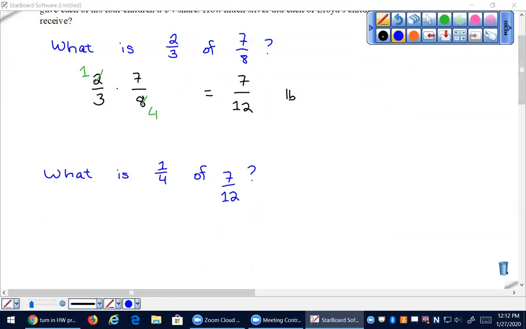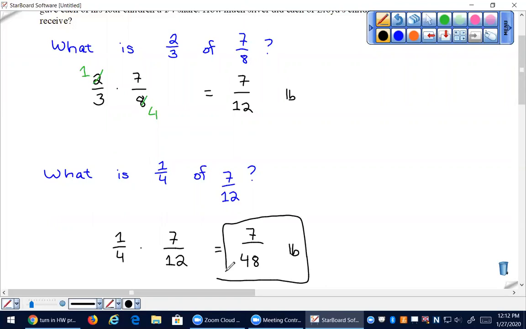And again, of means times. No canceling this time. There's a 4 and a 12, but they're both on the bottom. So I can't cancel things unless one is top and one is bottom. Questions about that one now that it's up on the board?